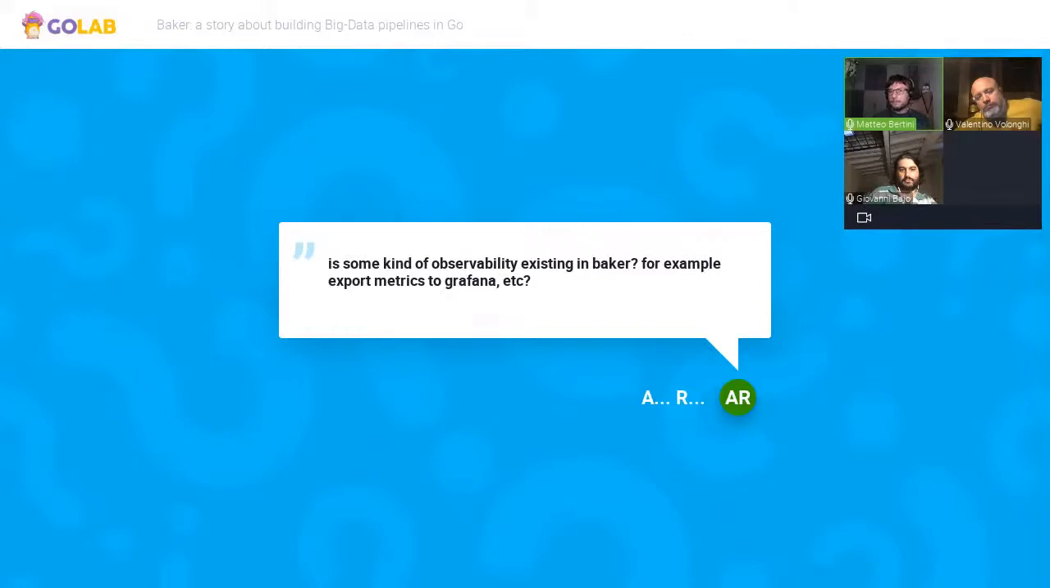So is there still something missing inside it, or is it something that you are moving outside from Baker, so you don't want to add more inside Baker? For back pressure?